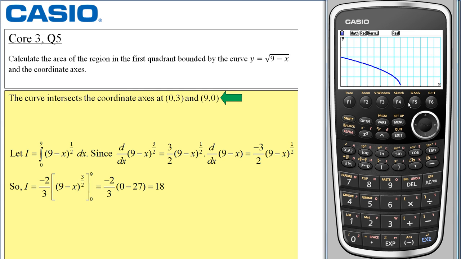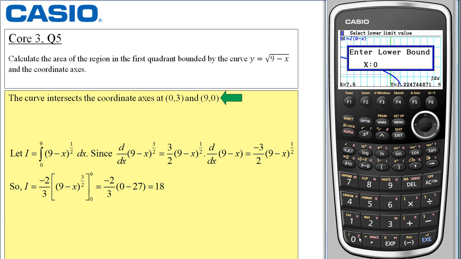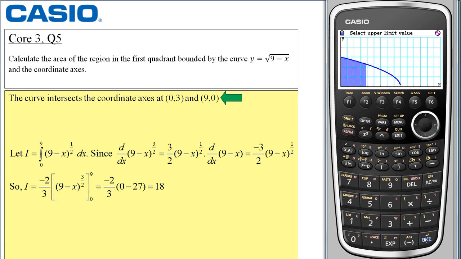So now if I integrate this function, that's gsolve, and I scroll using F6 to the integral function F3, and I wish to integrate this function with respect to x. It asks me for the lower limit value, and of course that's 0. And if I select execute, it now asks me for the upper limit value, which is 9. And after integrating, I get an integral with respect to x of 18, which agrees with my calculation.